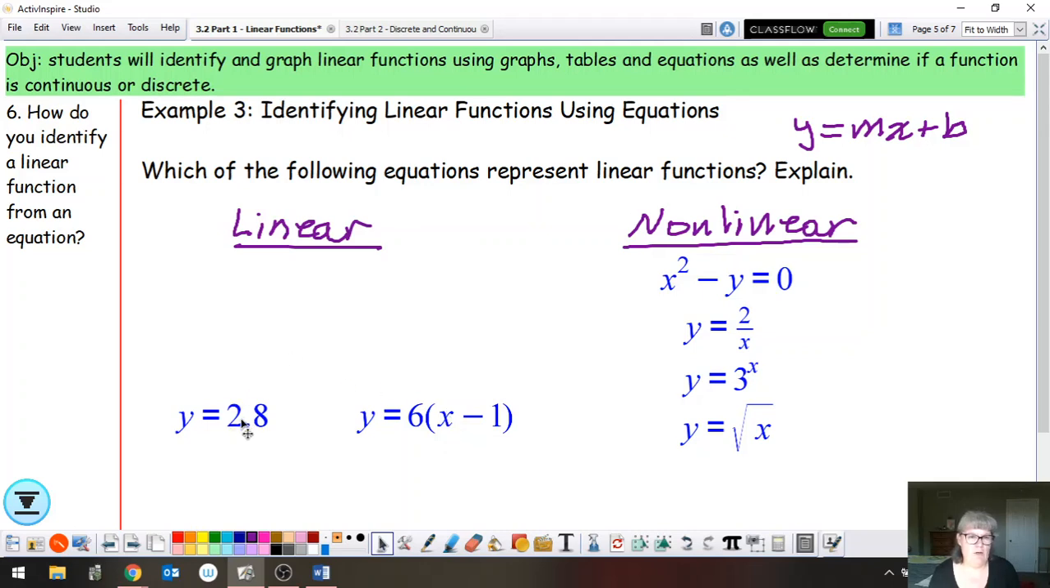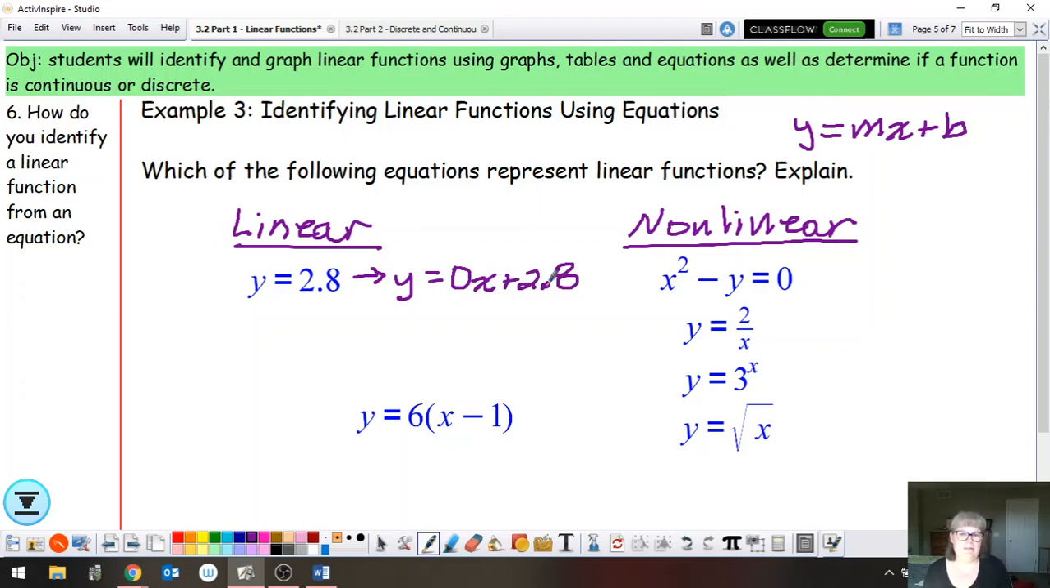Now, you might say, well, there's no x in this y equals 2.8. But it is a linear equation. It happens to be the equation of a horizontal line, and I'm going to show you something. I can rewrite this equation as y equals 0x plus 2.8. 0x is the same thing as 0. Add it to 2.8 and I have 2.8. So I can write this equation in this form, which makes that a linear equation.